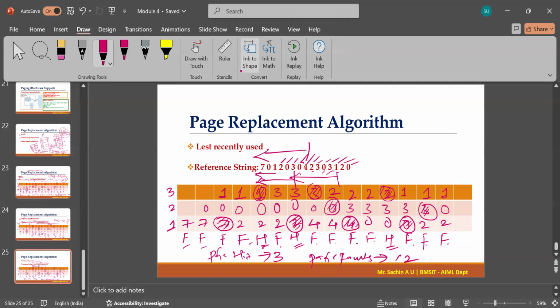Try it with 4 frames and check which gives the better page hits and page faults. Your hit ratio should be maximum. The algorithm that gives the maximum hit ratio we can consider as the better algorithm for that given reference string. So by this I will be concluding with this least recently used problem.